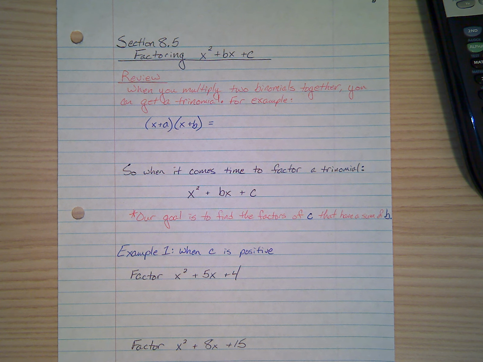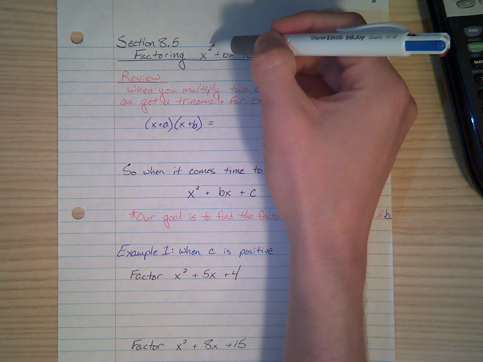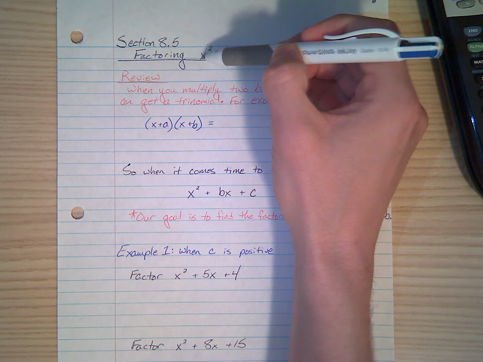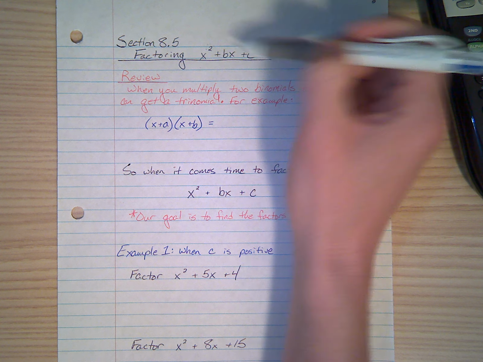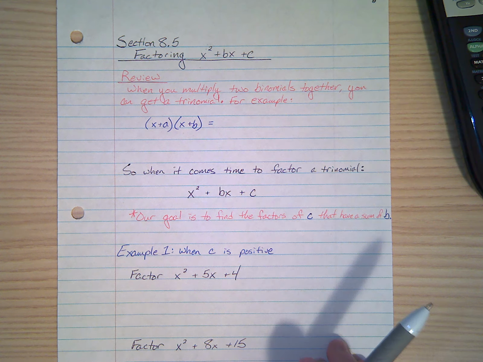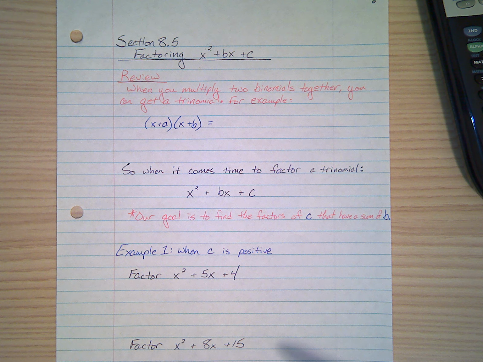So in today's section, 8.5, we're going to be factoring a quadratic trinomial that does not have a leading coefficient. Remember, a quadratic is a polynomial where its highest degree is 2, and a trinomial has 3 terms. So when there is nothing in front of the x squared term, it's 1. That's what we are going to be focusing on today.